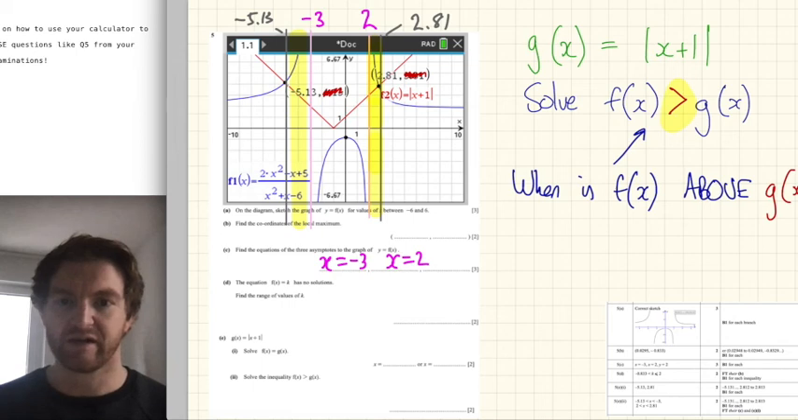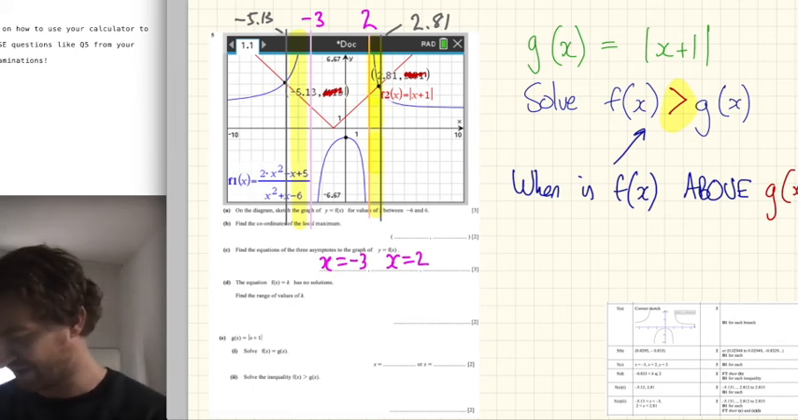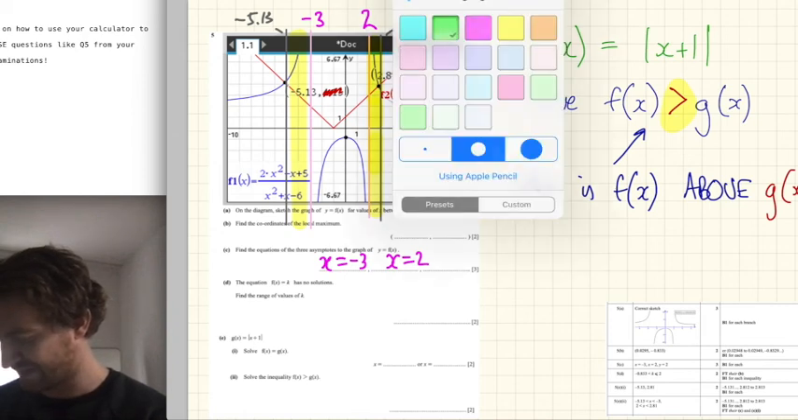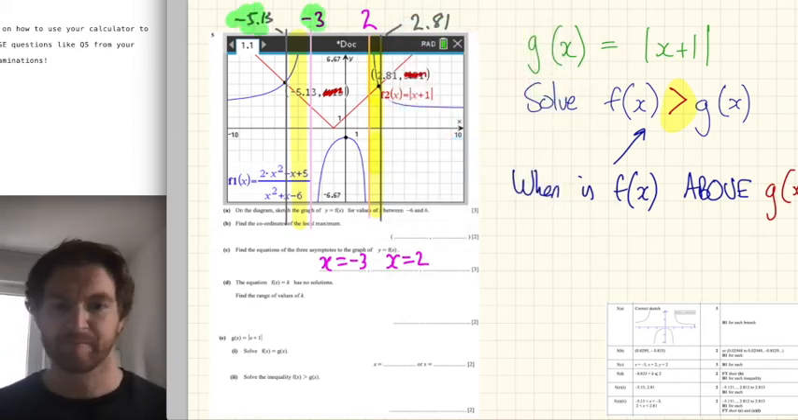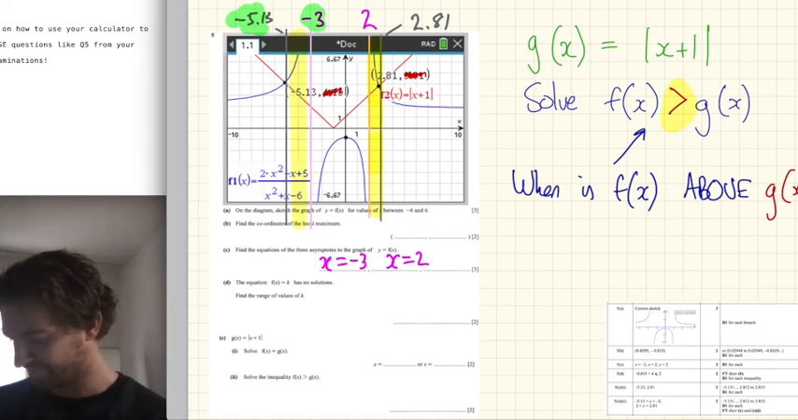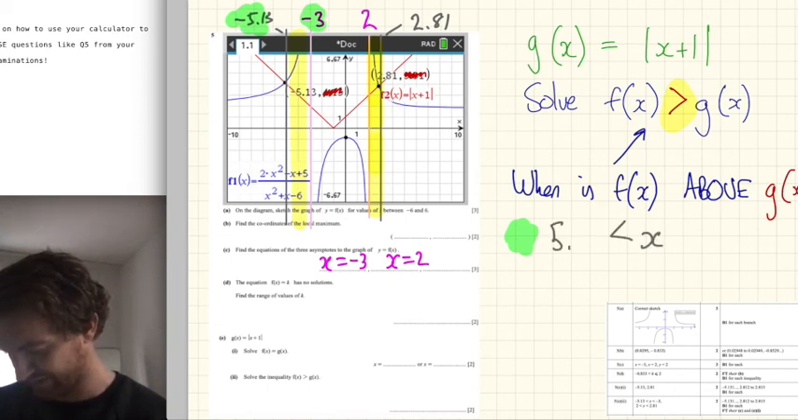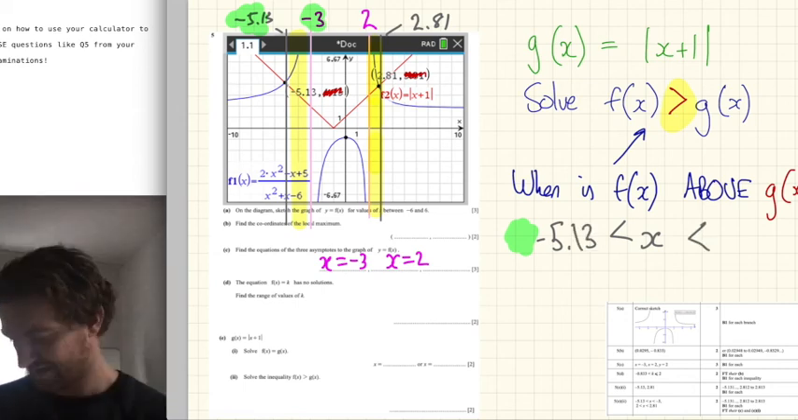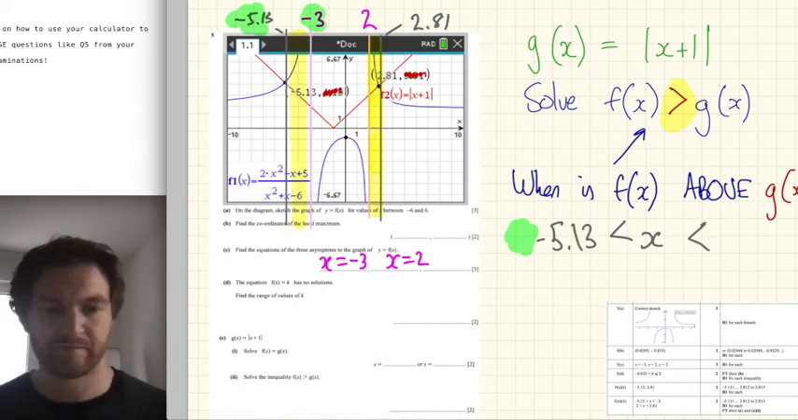So we just need to know, well, where is it above the line? So we take that first section. I'm going to highlight the numbers in green for you. You can see it from -5.13 to -3. It's above the line. So we can say when x is more than, sorry, -5.13, but it's got to be to the left. See the arrows pointing to the left? The left of -3.